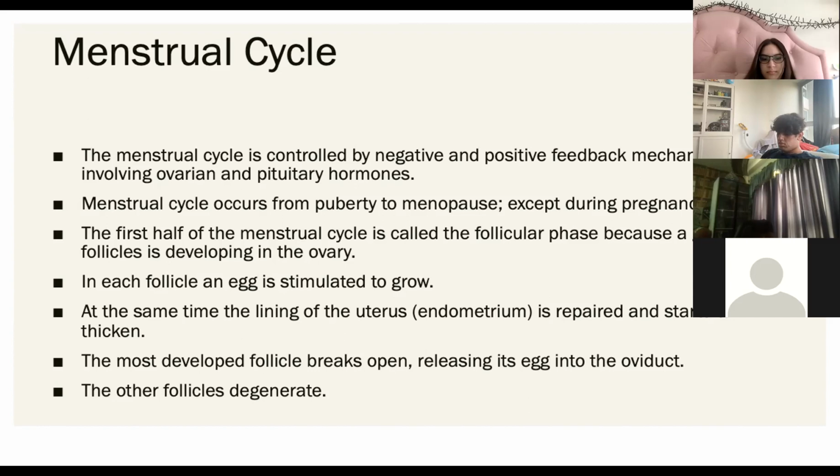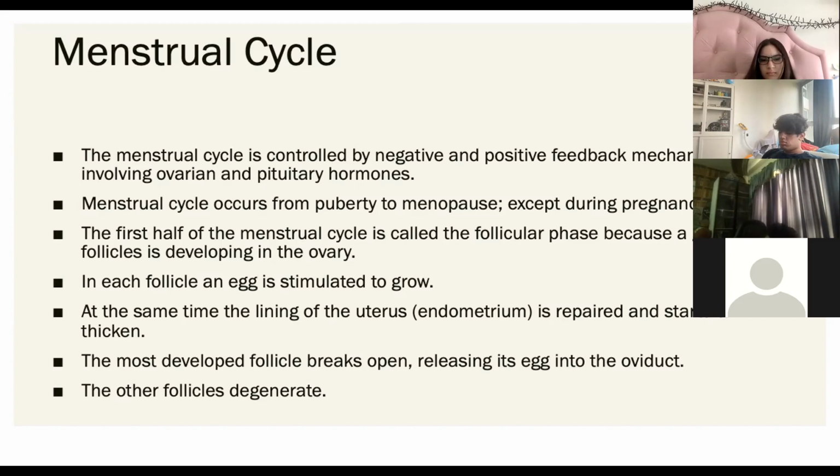Okay, egg is released. After that, what happens? The follicles are broken. One follicle has broken, egg is released. Now that follicle, what happens to that follicle? Egg is released, it goes from the fimbriae into the oviduct. But what about the follicle? What happens to the follicle? It degenerates. Rest of them will degenerate.